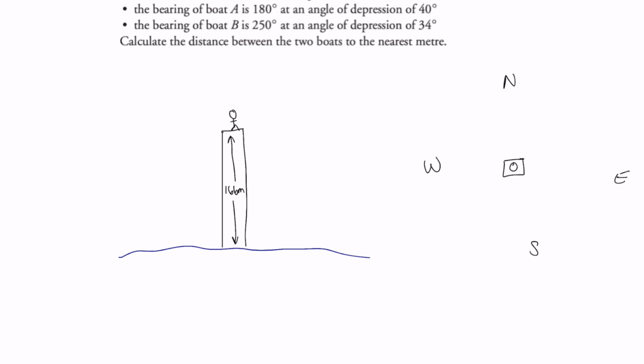So to get the position of the boats, you just start at north, which is 0 degrees, and go clockwise until you reach your bearing. So it would be 90 degrees at east, 180 at south, 270 at west, and back to 0 at north. So the bearing for boat A is 180 degrees, so we know that boat A is going to be here, directly in front of the person. And we can put that in our other diagram as well.